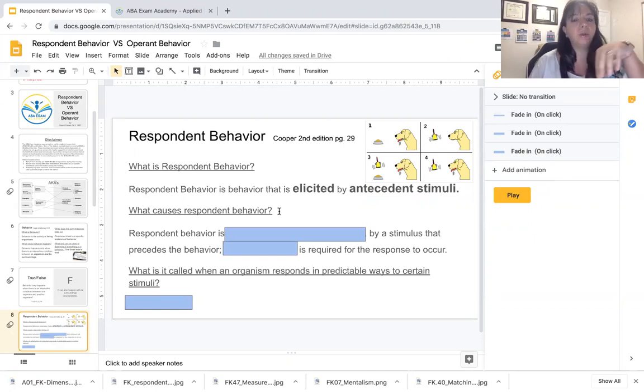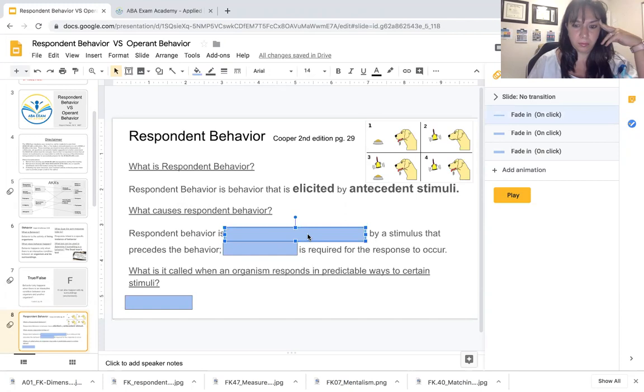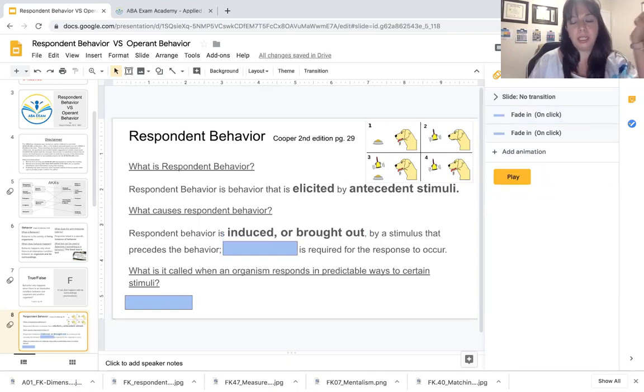All right, what causes respondent behavior? Respondent behavior is blank by a stimulus that precedes the behavior, and then it says blank is required for the response to occur. So think about it. What does respondent behavior do? How does it happen? Okay, so respondent behavior is induced, and the reason it is induced is because it's something that we can't control. Okay?